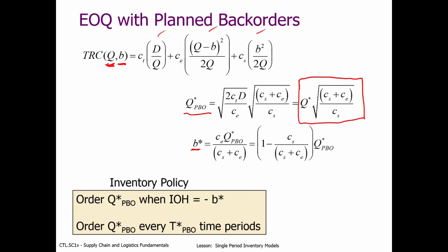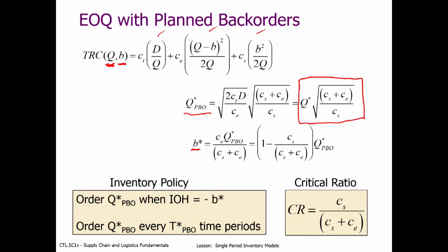So if I know the forms for the new Q star and the new B star, then I can figure out my inventory policy. It's simply order Q star PBO when inventory on hand is equal to negative B star. Or comparably, I could say order Q star PBO, that new quantity we figured out, every T star PBO time periods. Now remember, once I figure out a Q, I know the T, and vice versa.